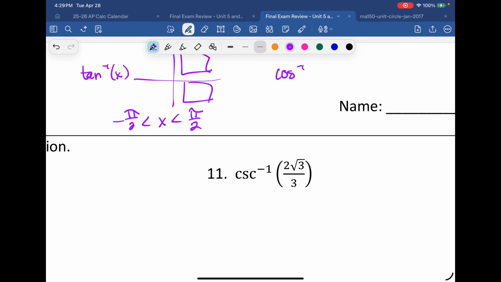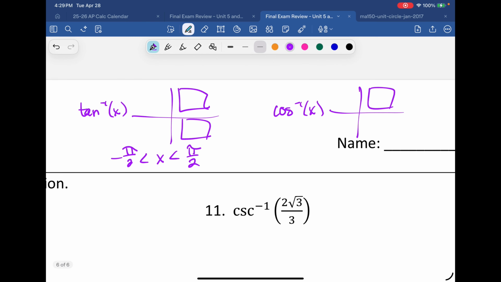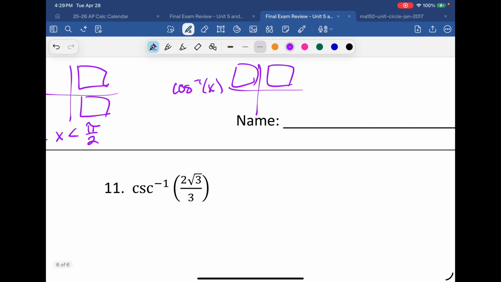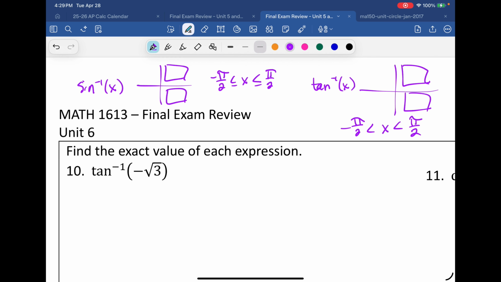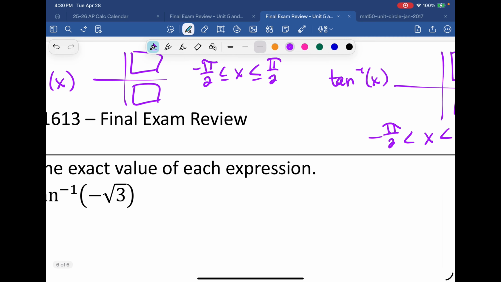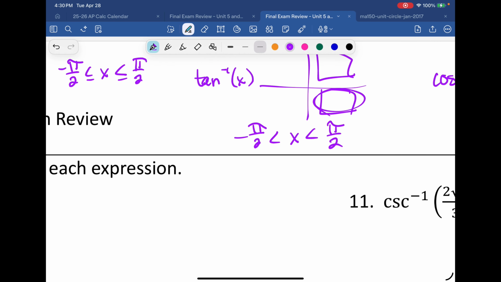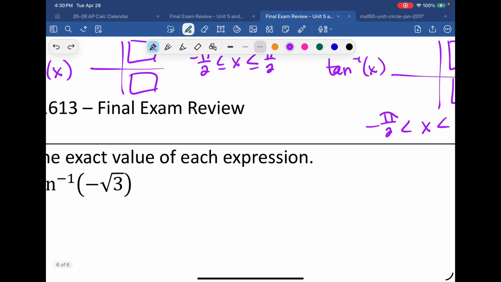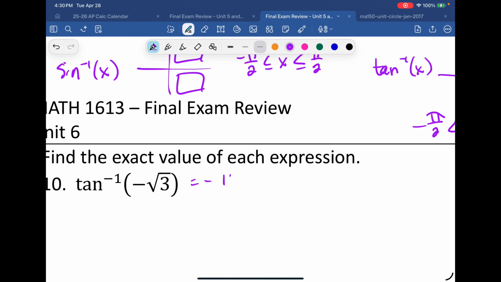Cosine is quadrants 1 and 2. And it's restricted 0 to pi. Okay, so you have to remember all that. So tangent, negative square root 3. That was among the list of tangents I told you to memorize. Where tangent is negative is quadrant 4. And the angle that produces that is negative pi over 3.